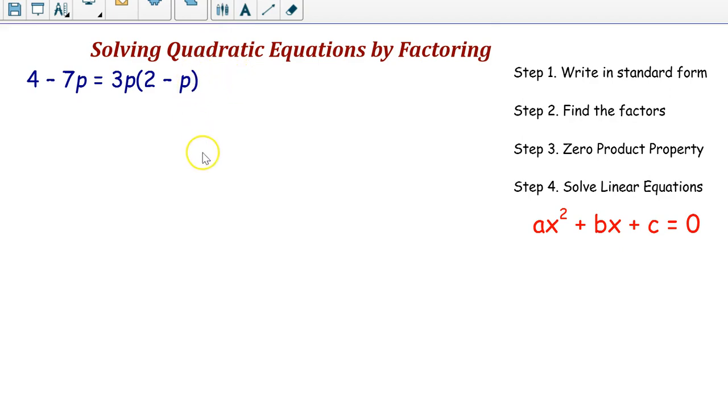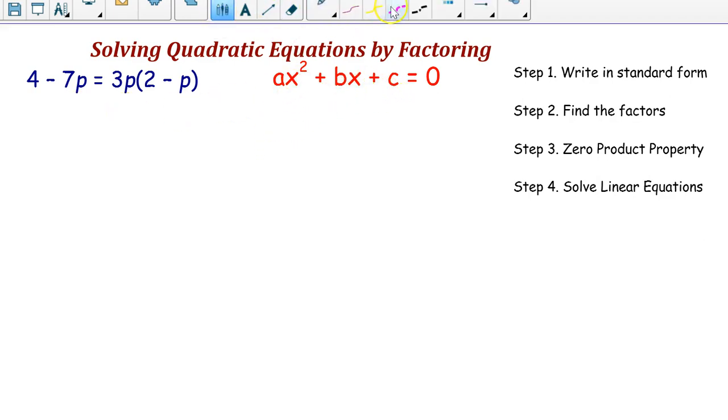Now, right away I cannot solve it for this variable p. I can't find the value of p. So, first step is that I have to write it in the standard form. And what is the standard form of a quadratic equation? That is ax squared plus bx plus c equal to 0. Degree 2 comes first, and then degree 1, and then the constant term.